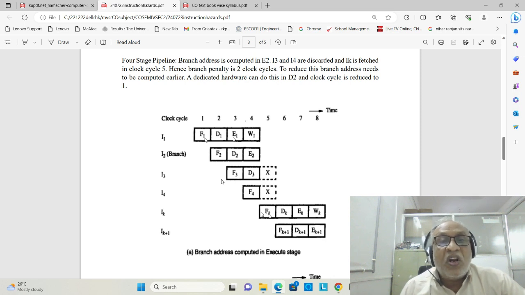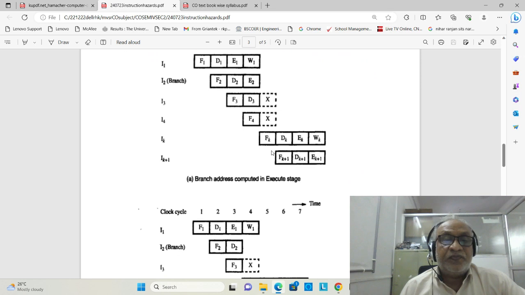So the total clock cycle loss is 2. So the branch penalty is 2. Now we need to reduce this branch penalty. And what is the technique for reducing the branch penalty? The technique is to compute the branch address earlier. A dedicated hardware can do this at the D2 stage, and the clock cycle loss is reduced to 1, and the penalty is reduced to 1.